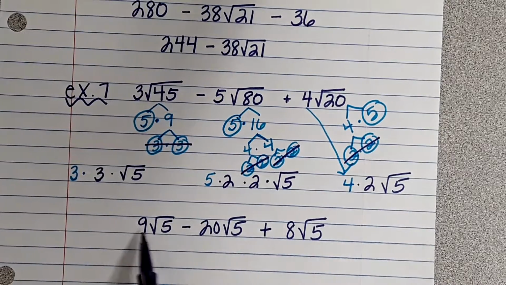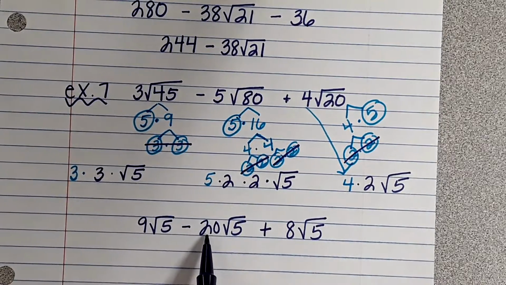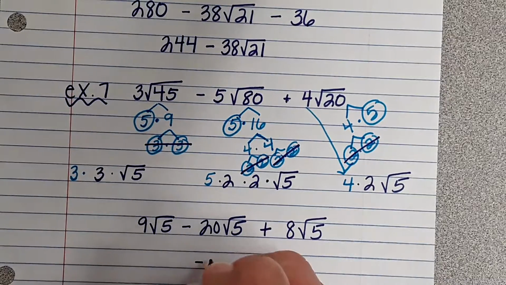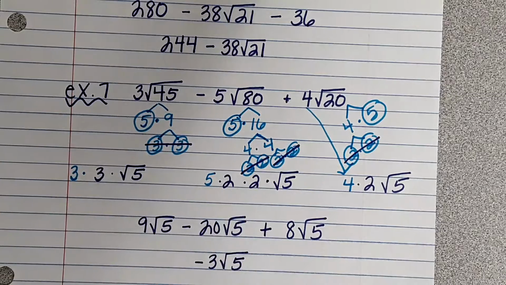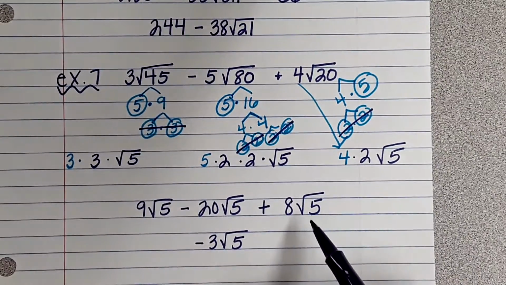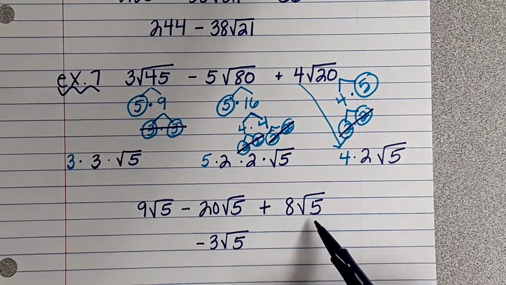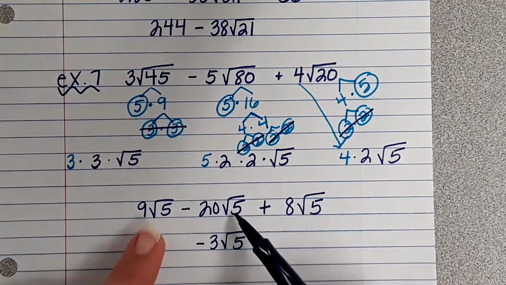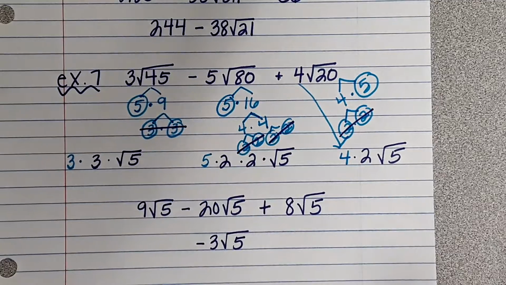So what's 9 minus 20? Negative 11. What's negative 11 plus 8? Negative 3. So my answer is negative 3 square roots of 5. In first period, they did ask, well, what happens if you simplify them and this was 8 square roots of 2? You would just combine these and you would leave the 8 square roots of 2. So they all have to be the same in order to combine all of them.